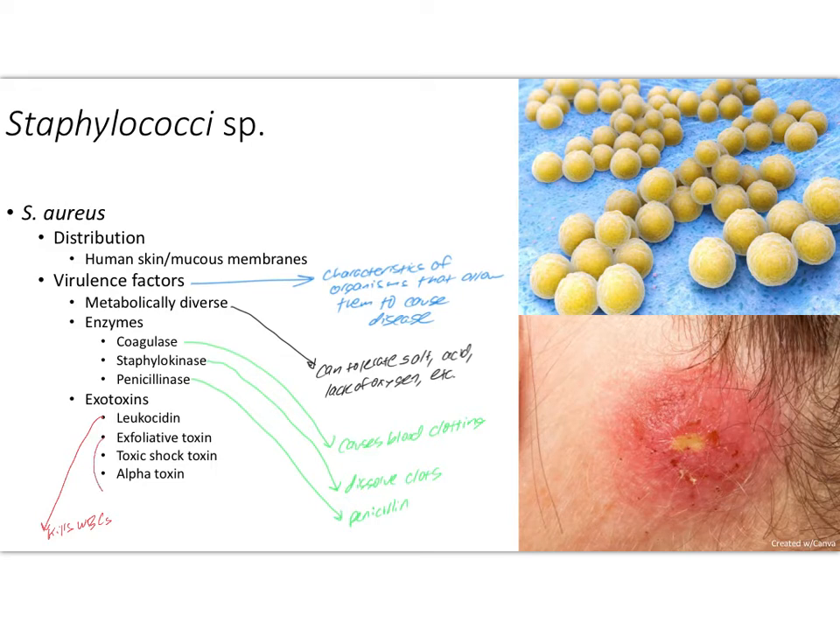It will also produce exfoliative toxin, which causes layers of skin to separate from each other. It produces toxic shock toxin, which is a toxin with kind of wide-reaching effects in the body that can cause everything from extremely high fevers to liver damage to kidney damage to just kind of general organ failure. So that one's a pretty nasty one. And then it will also produce alpha toxin, which destroys red blood cells.